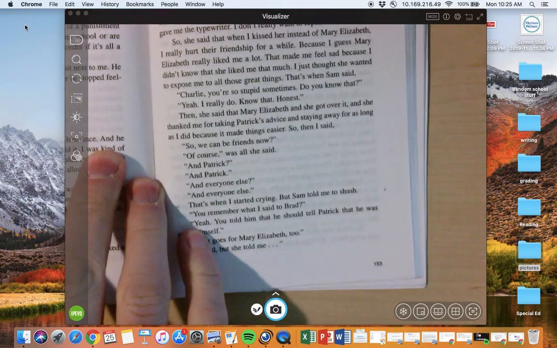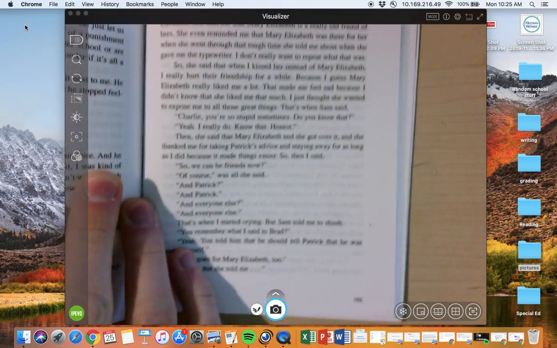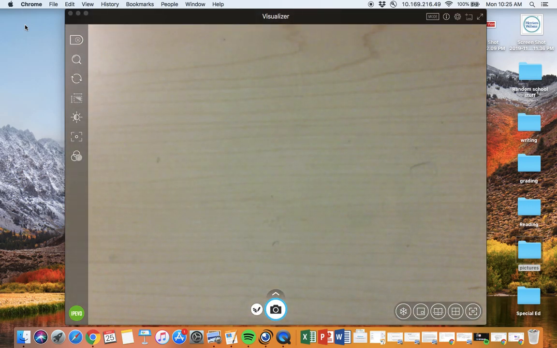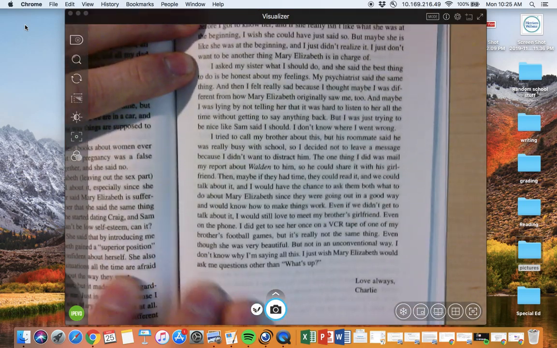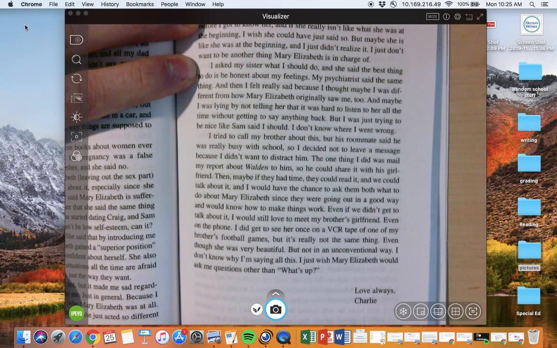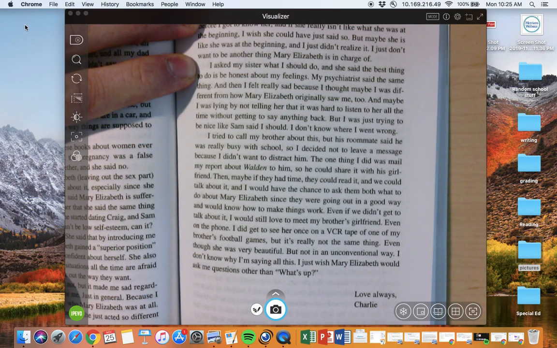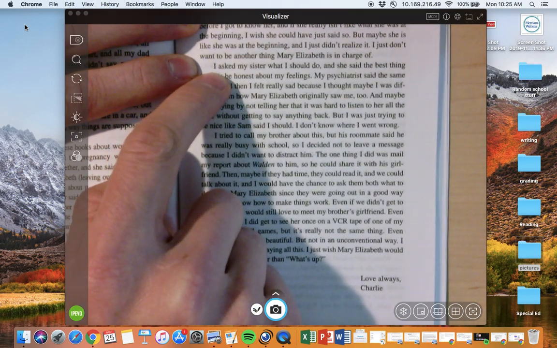Okay, I want you to try one with me now. I'm going to go to page 131, a little bit backwards, to another pattern that I noticed. All right, it starts right here.